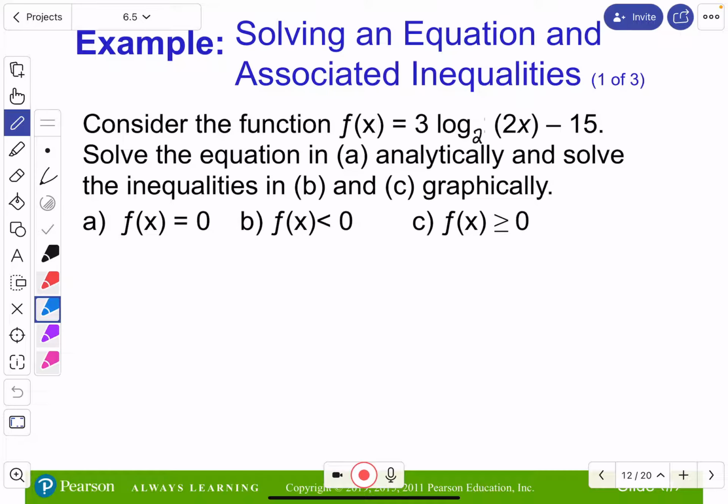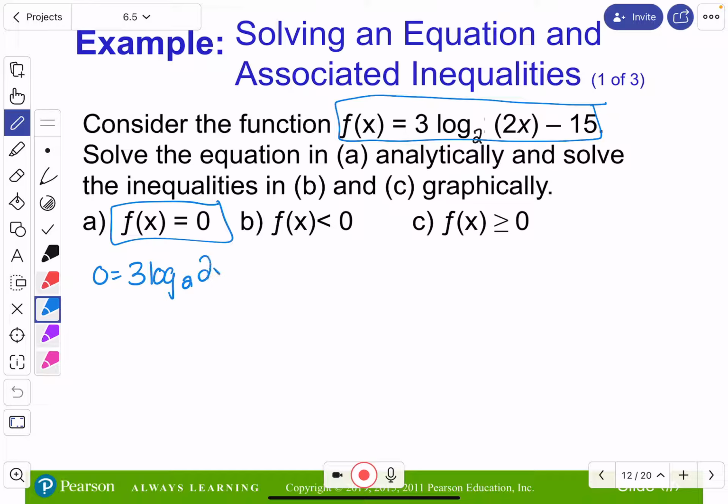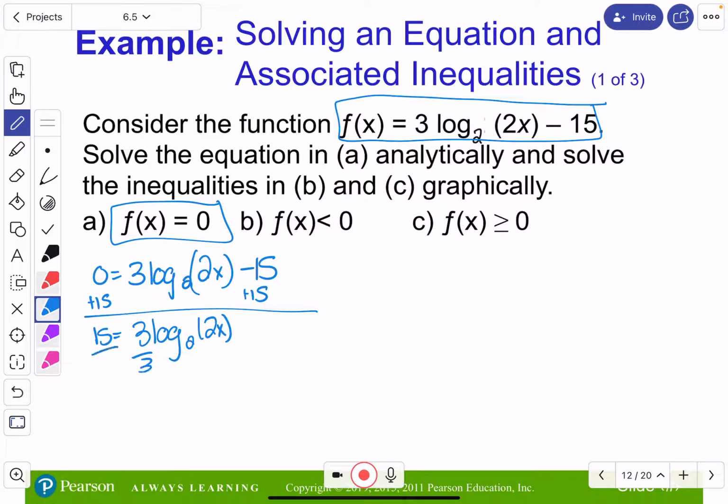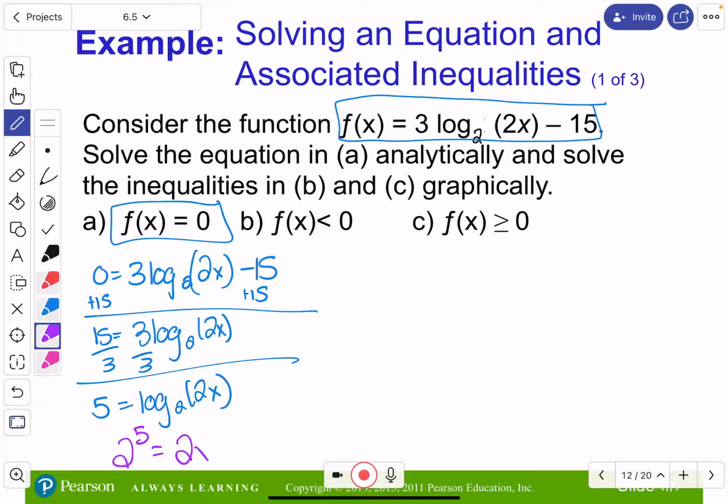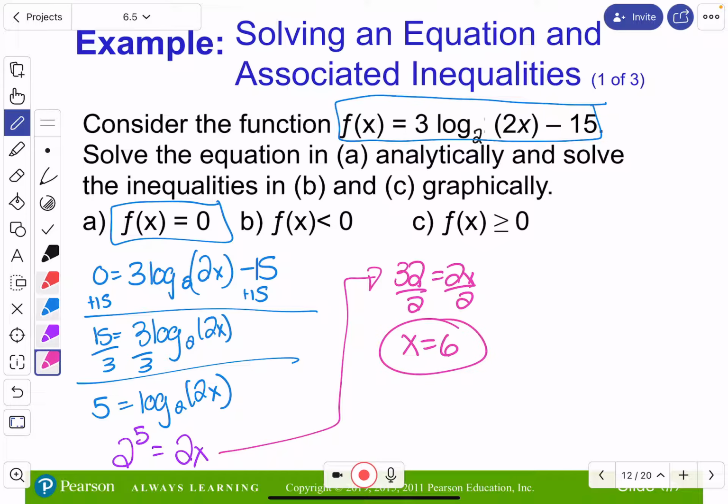All right, now let's look at this one. If we're trying to solve an inequality, we're going to start by solving it the same way. We're going to start by making it equal 0. So 0 equals 3 log base 2 of 2x minus 15. So we need to add 15 to both sides. We want to divide by 3 to get the log alone. Now we're going to rewrite this. So our base is 2, exponent's 5, and then that becomes 2x. Well, 2 to the 5th equals 32. Divide both sides by 2, x equals 16. So to make it equal 0, x equals 6.